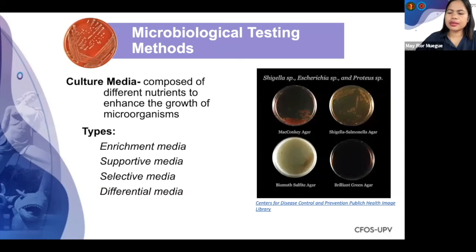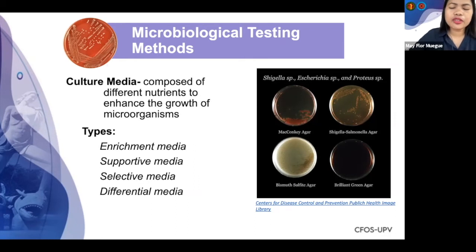Ayan. So ito naman, medyo microbiology ito, no? This talks about culture media. So we have different types of media, right? And culture media is composed of different nutrients to enhance the growth of microorganisms. So yung enrichment, we have enrichment media, supportive media, selective media, and the differential media. So yung difference nito is yung enrichment media, it allows the growth of a wide variety of microorganisms. No, maraming microorganisms yung pwedeng mag-grow dito sa enrichment media.